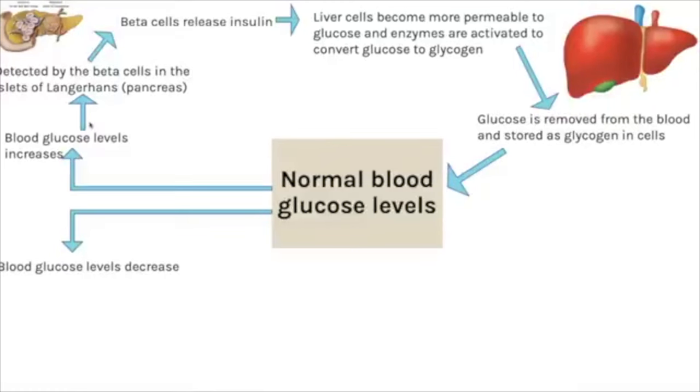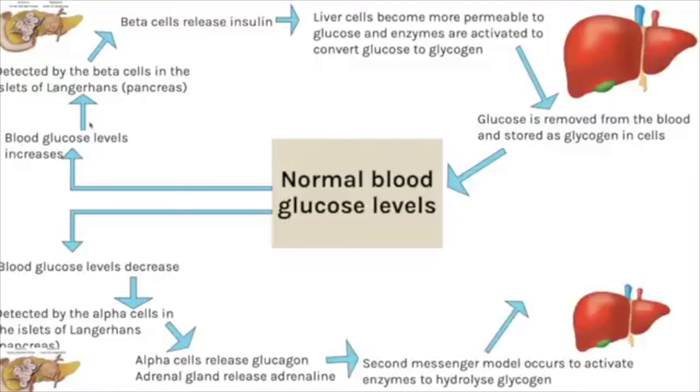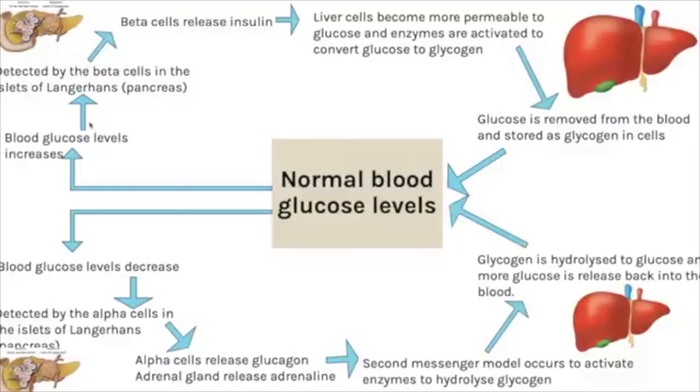Now, if you haven't eaten food containing carbohydrates or you've done a lot of exercise, your blood glucose concentration will decrease. This is detected by the alpha cells in the islets of Langerhans in the pancreas. And it will cause the alpha cells to release glucagon, and also the adrenal glands will be releasing adrenaline. The second messenger model occurs to activate enzymes to hydrolyse the glycogen into glucose. That glucose is released back into the blood, and it brings those blood glucose levels back to the normal range.